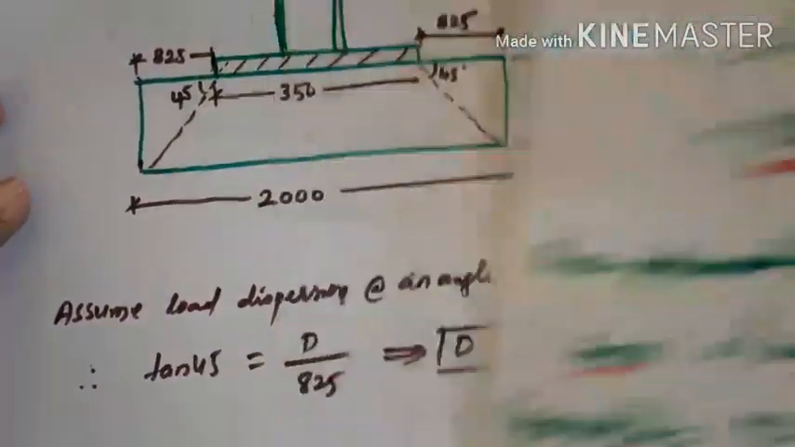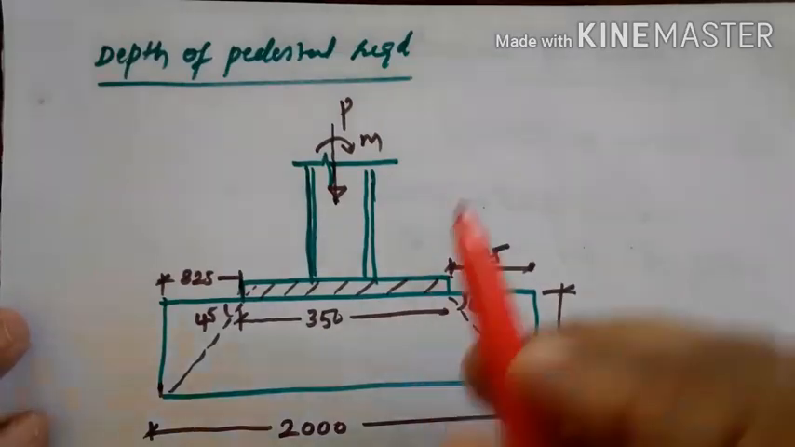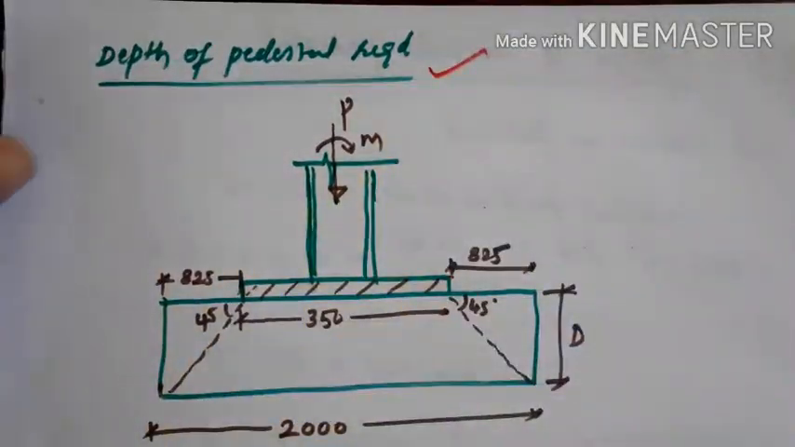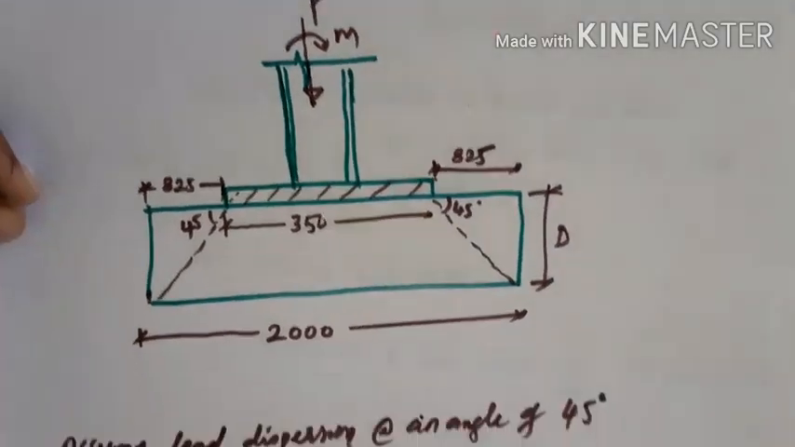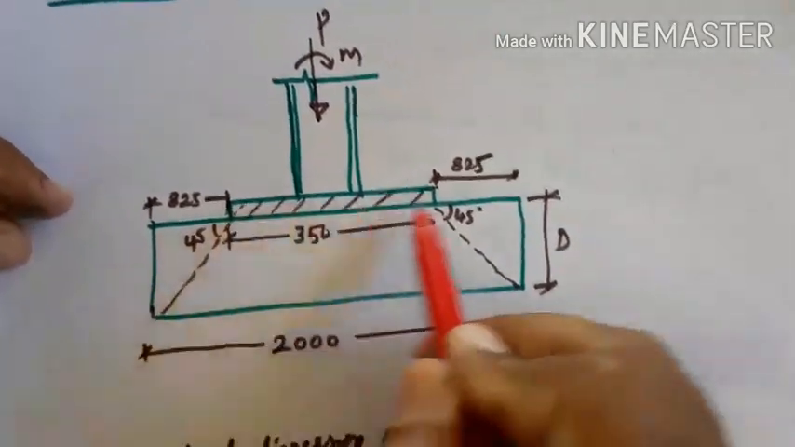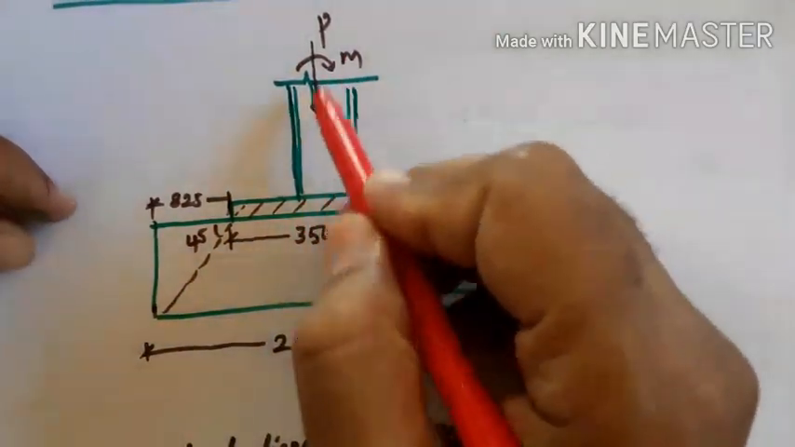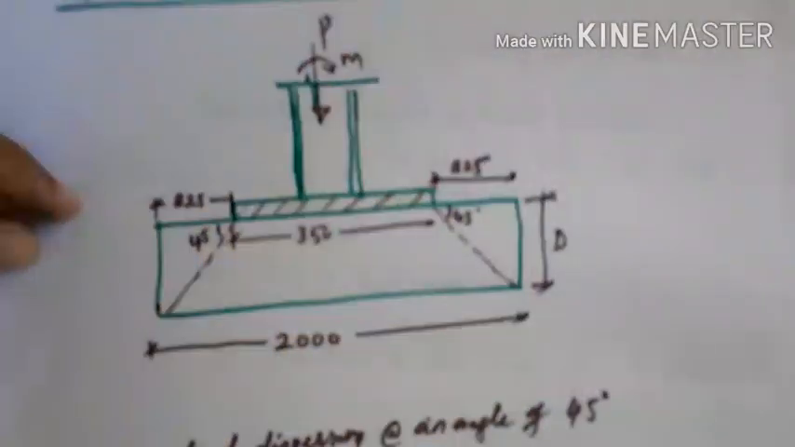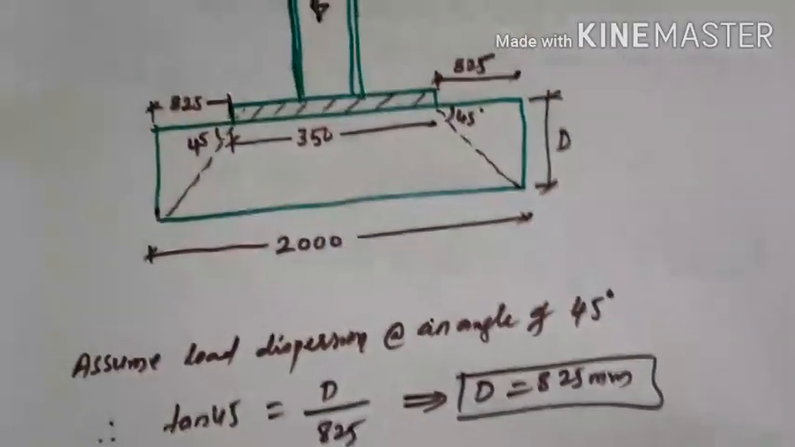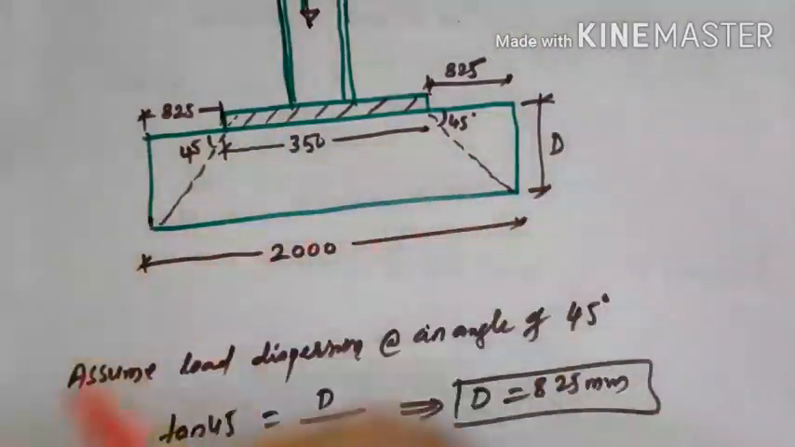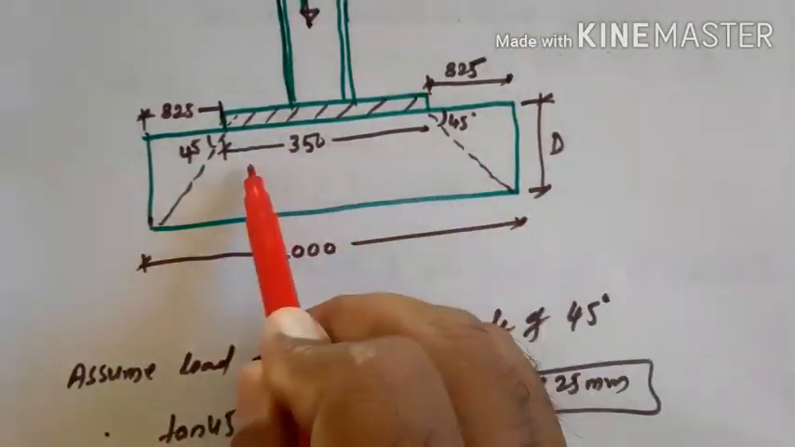Then further, the last step, depth of pedestal required. So depth of pedestal required, again as usual the procedure. So just keep the plate over the pedestal, and it is accompanied by both moment as well as direct load. So assuming the load distribution is at an angle of 45 degree both the side, take one side length of the plate 350.